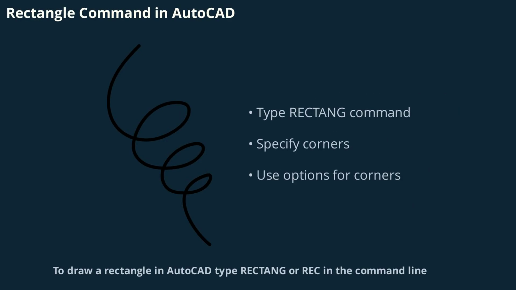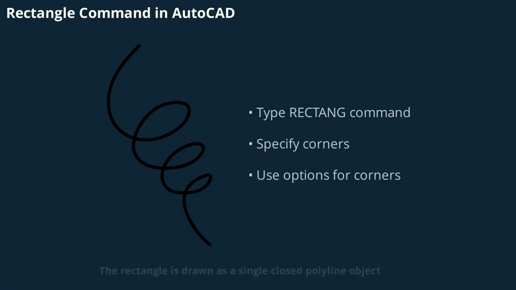To draw a rectangle in AutoCAD, type RECTNG or REC in the command line. Specify the first corner point by clicking or entering coordinates. AutoCAD prompts for the other corner, which can be specified by clicking, typing relative coordinates, or using options like dimensions, chamfer, fillet, elevation, and thickness. Press Enter to complete. The rectangle is drawn as a single closed polyline object, ready for further editing or annotation.